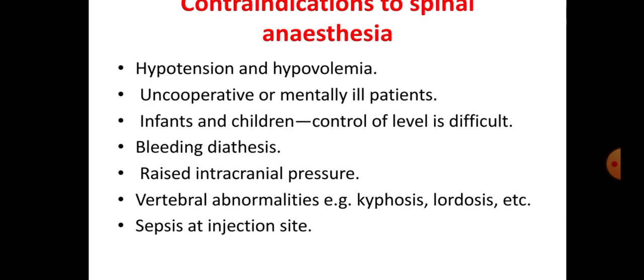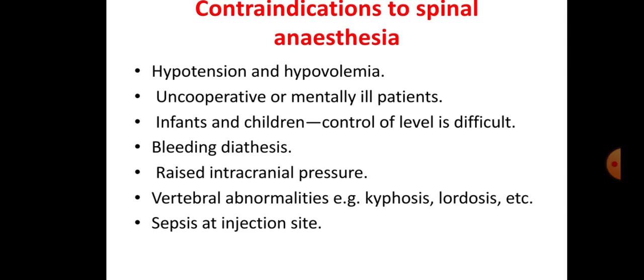So what are the contraindications of spinal anesthesia, where we should not use spinal anesthesia as a technique of local anesthesia? In hypotension and hypovolemia, because they themselves cause hypotension, so when we further use this anesthesia, further hypotension can be caused. Uncooperative or mentally ill patients, because we cannot use any kind of local anesthesia in uncooperative patients. Infants and children, because control of the level is difficult.